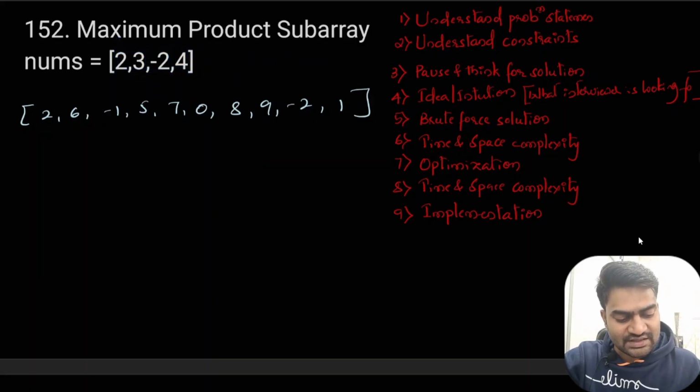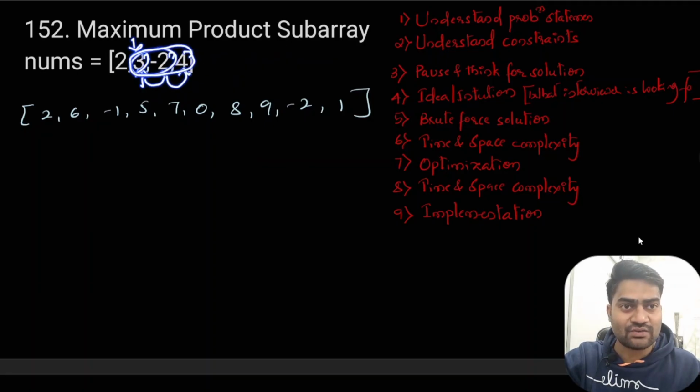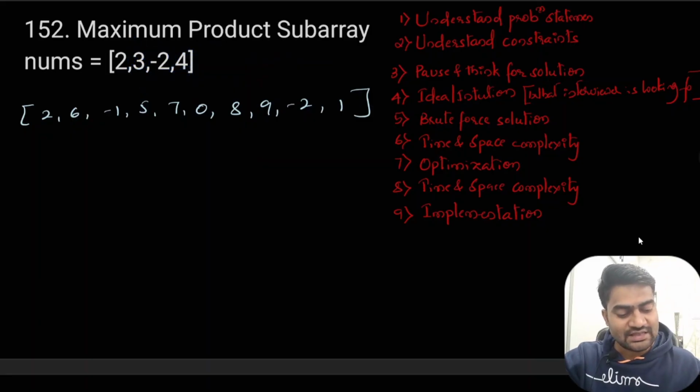Now, after this, I will move my start pointer to the second number. Then I will again start my end pointer from the second number itself. So I will get 3. Then if I move this, I will get 3 and 2. Then again, if I move this, I'll get 3, -2 and 4. Likewise, I will generate all the possible subarrays. Then I will iterate over each subarray to find the product, and then I will come up with the maximum product.